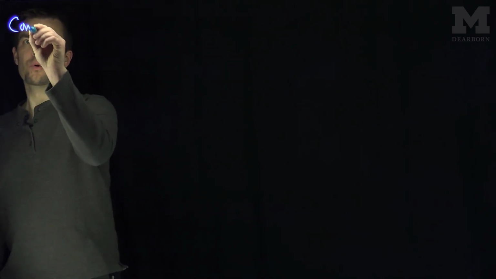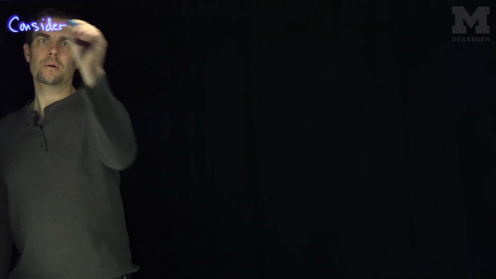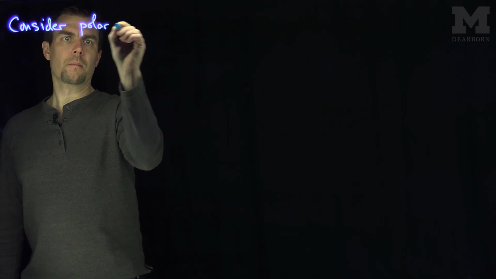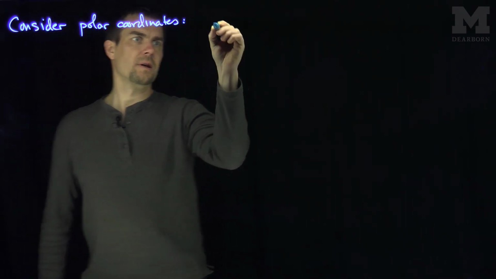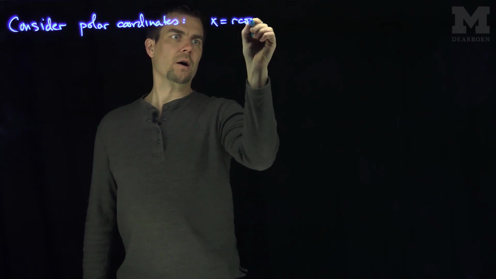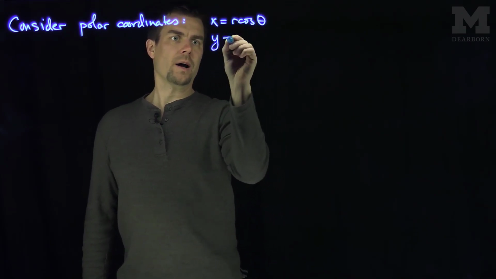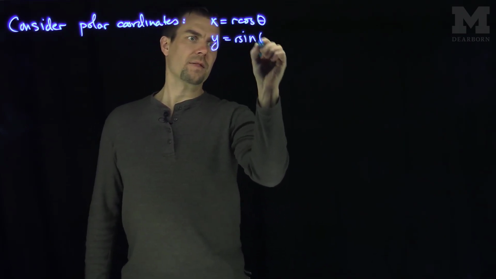Hello students, in this video we'll discuss a paradox that involves partial derivatives. Let's consider polar coordinates. In polar coordinates, x is r cosine theta and y is r sine theta.